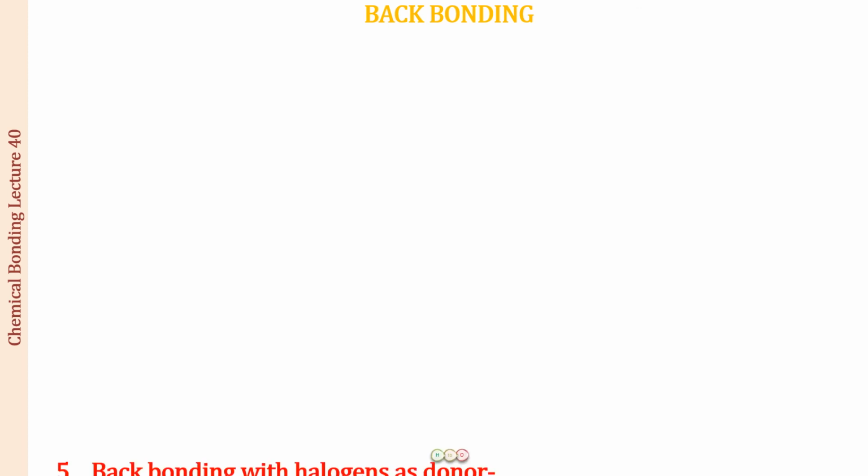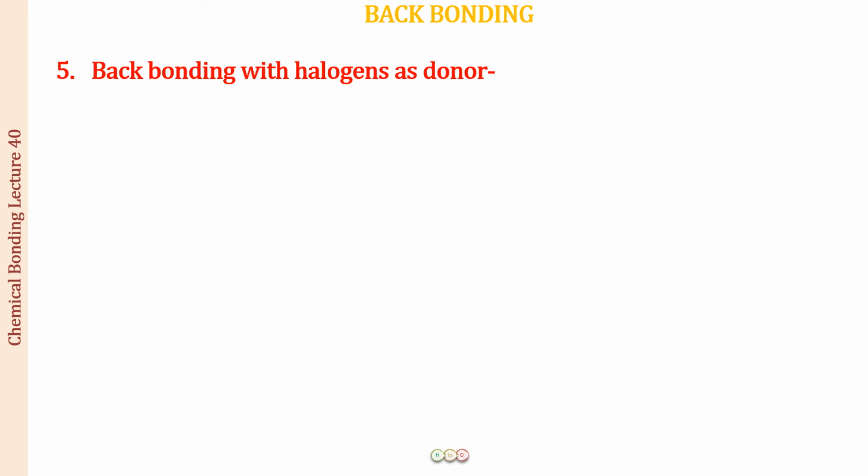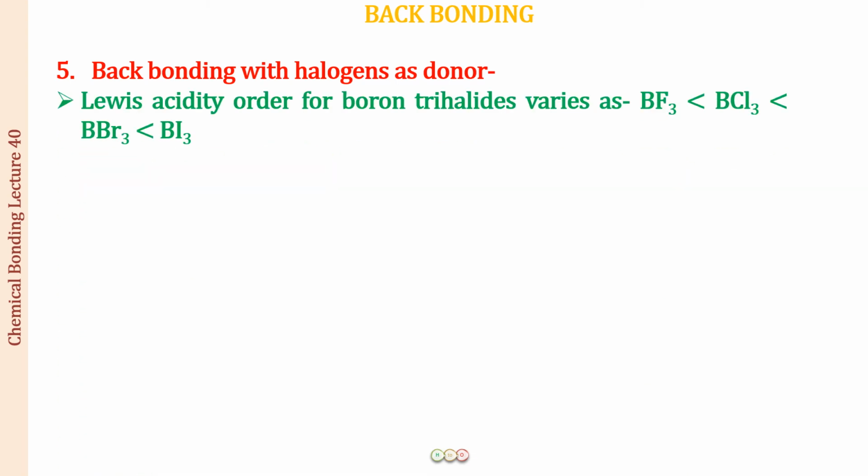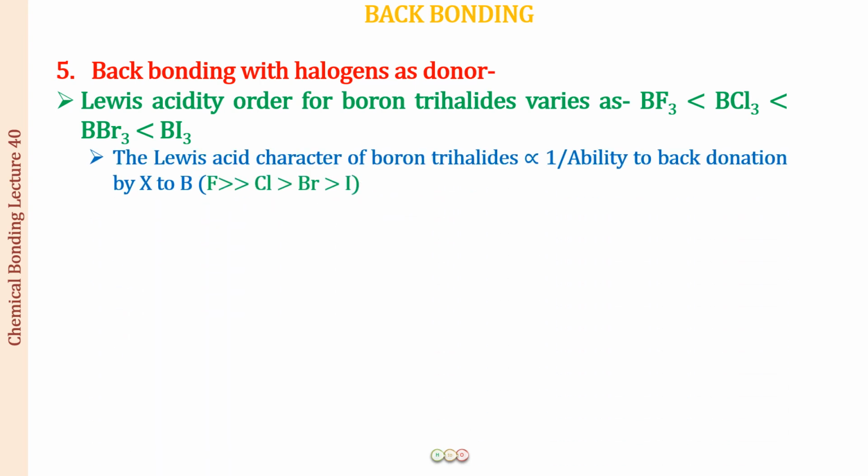So finally, we come to the last leg of the journey of back bonding. We are going to discuss back bonding with halogens as the donor atom. The first example we have already done in the last lecture as well. It is the Lewis acid order for the boron trihalides. BF3 is going to be the weakest Lewis acid, the strength increases, and BI3 is going to be the strongest Lewis acid. I hope you all remember that this is because the Lewis acid character of the boron trihalides is inversely proportional to the ability of back donation by the halogen to the boron atom.